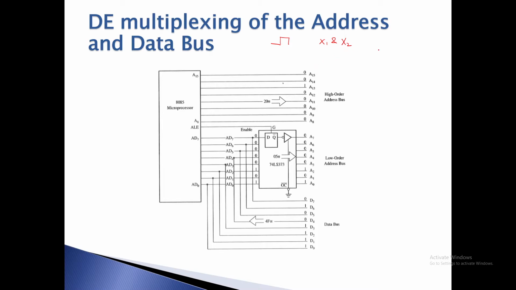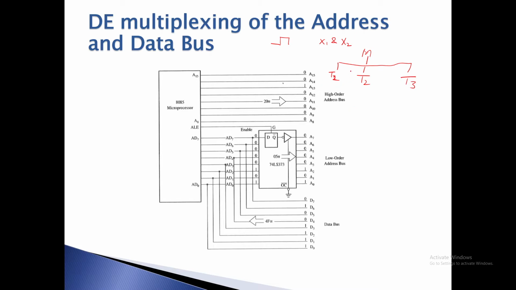This clock is converted into the machine cycle, and this machine cycle has 3 main cycles: T1, T2, and T3. Within these 3 machine cycles, we have to complete one instruction.